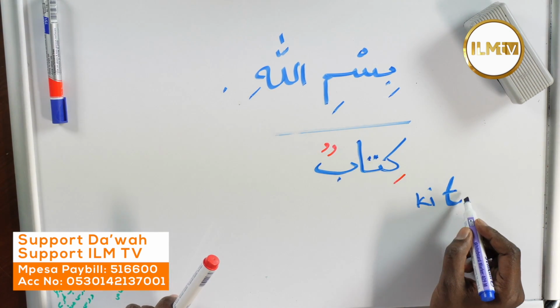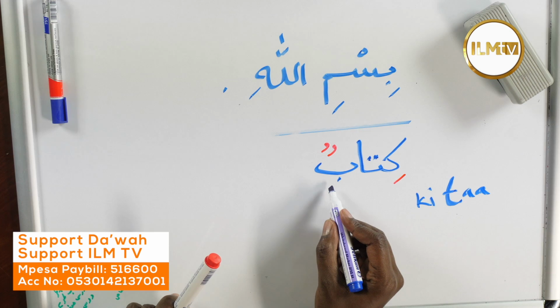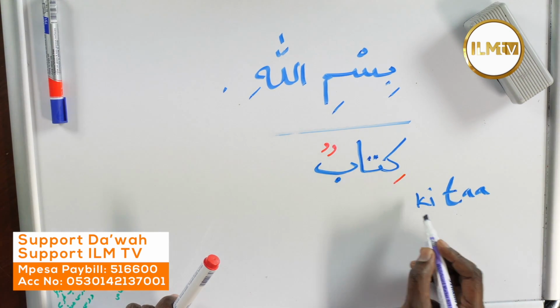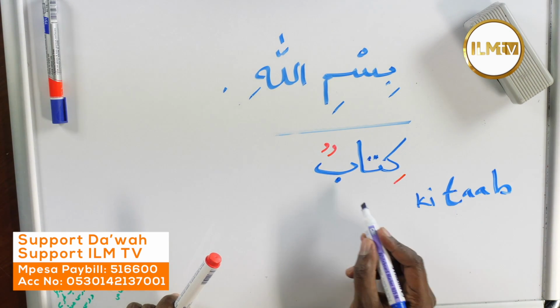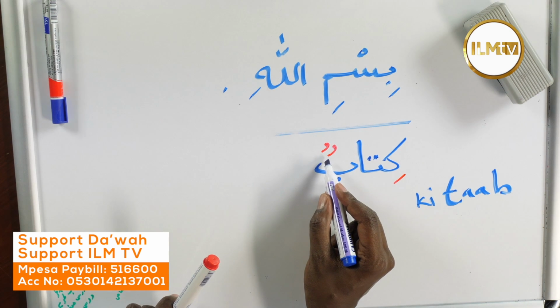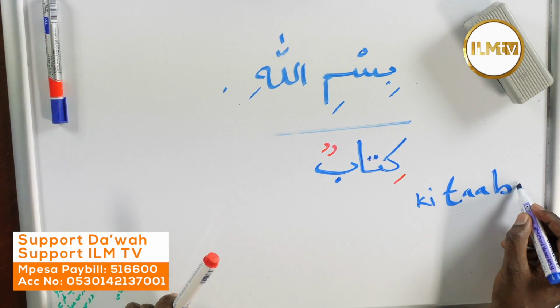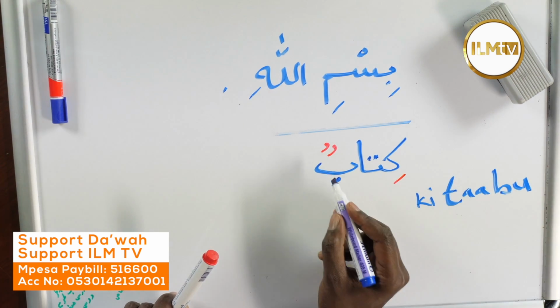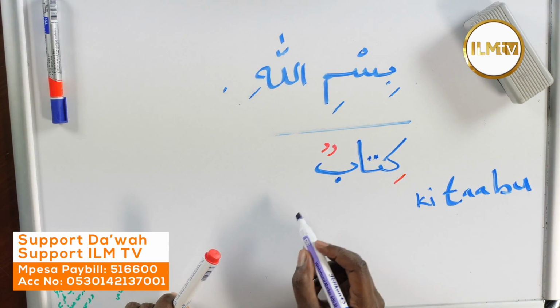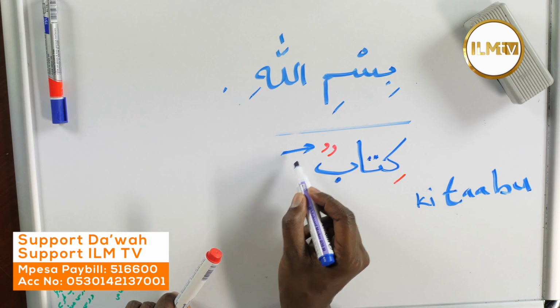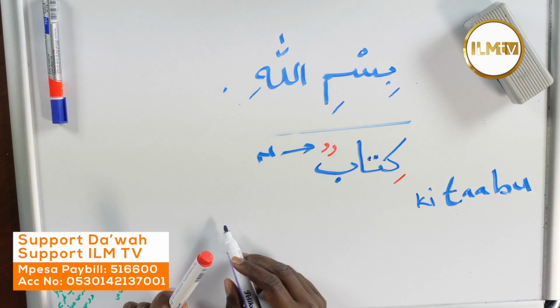And alif is a double A. Then you have 1 dot down, that's a ba. And then you have that sign over there. That sign over there represents an U, but there are 2 of them. The second one represents an N.